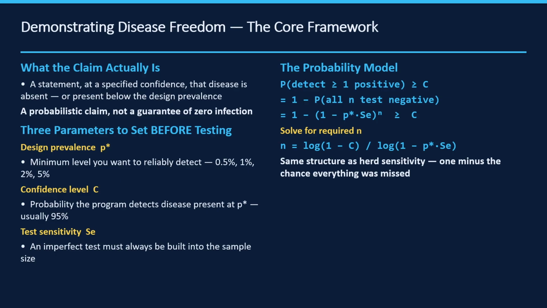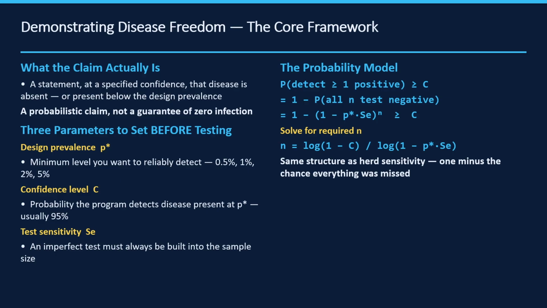3 parameters have to be defined before you test a single animal. Design prevalence, P star, is the minimum level of infection you want to be able to detect reliably, commonly 0.5% to 5%, chosen based on how bad the disease is and how it spreads. Confidence C is the probability your program would have detected disease if it were present at P star. 95% is standard. And test sensitivity, because an imperfect test must always be accounted for.